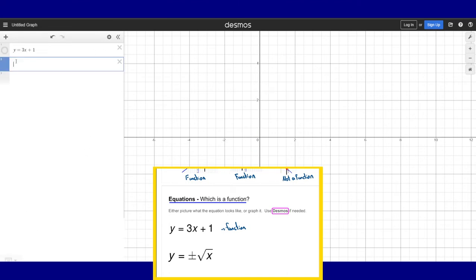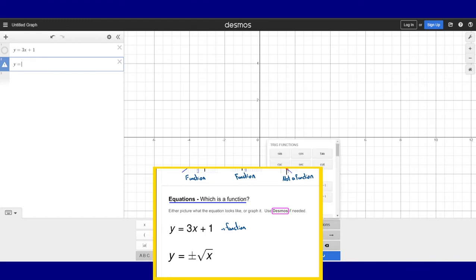If I create another graph for my second one, or graph my second equation, y equals plus or minus, so I have to see if I can get plus or minus in here.